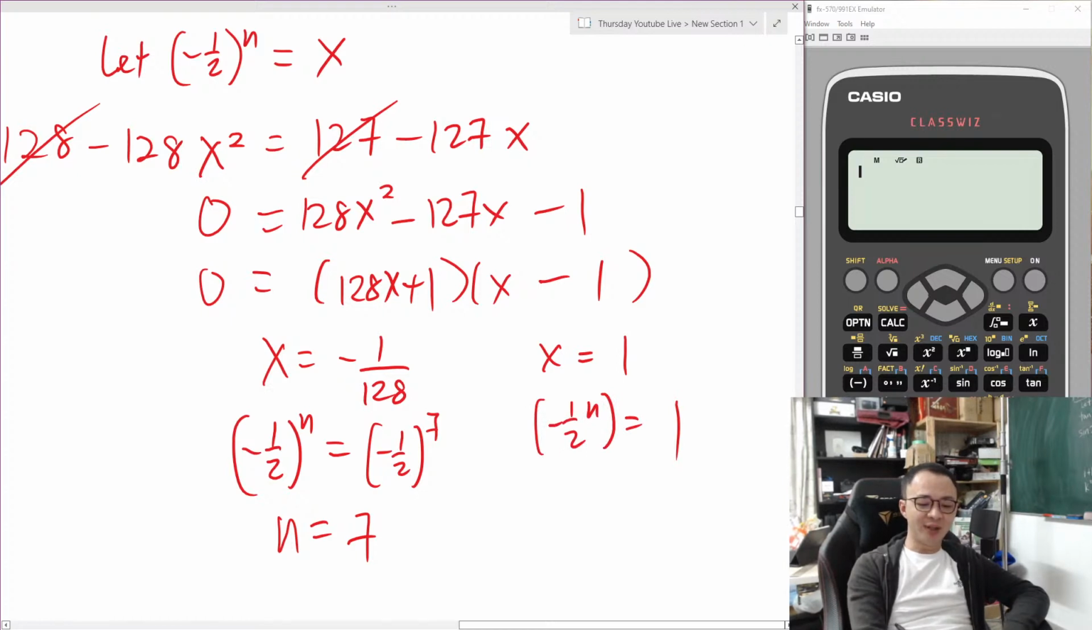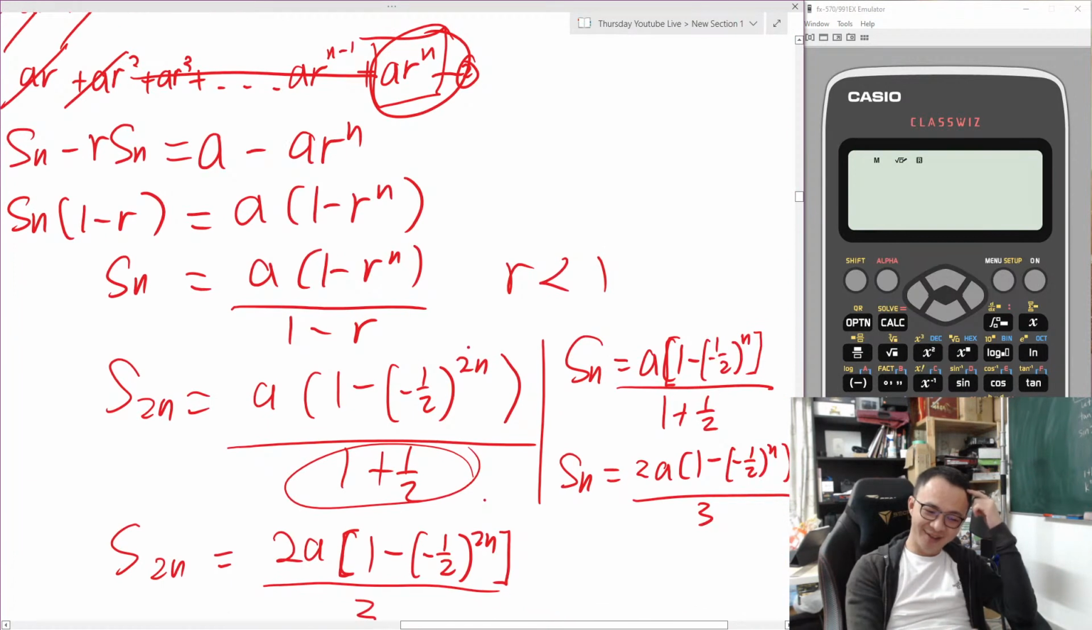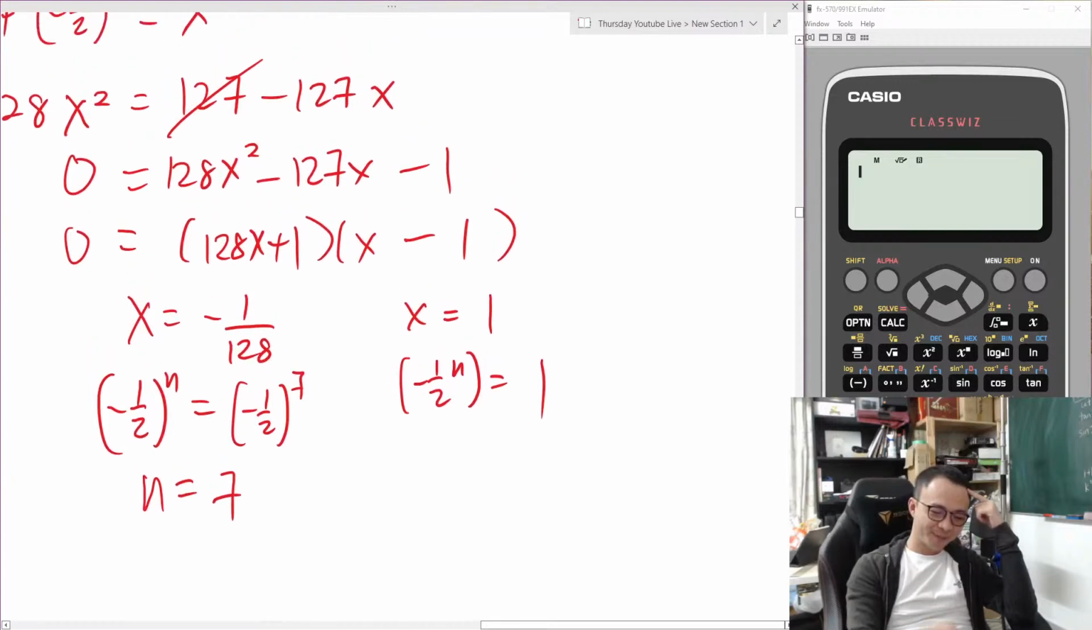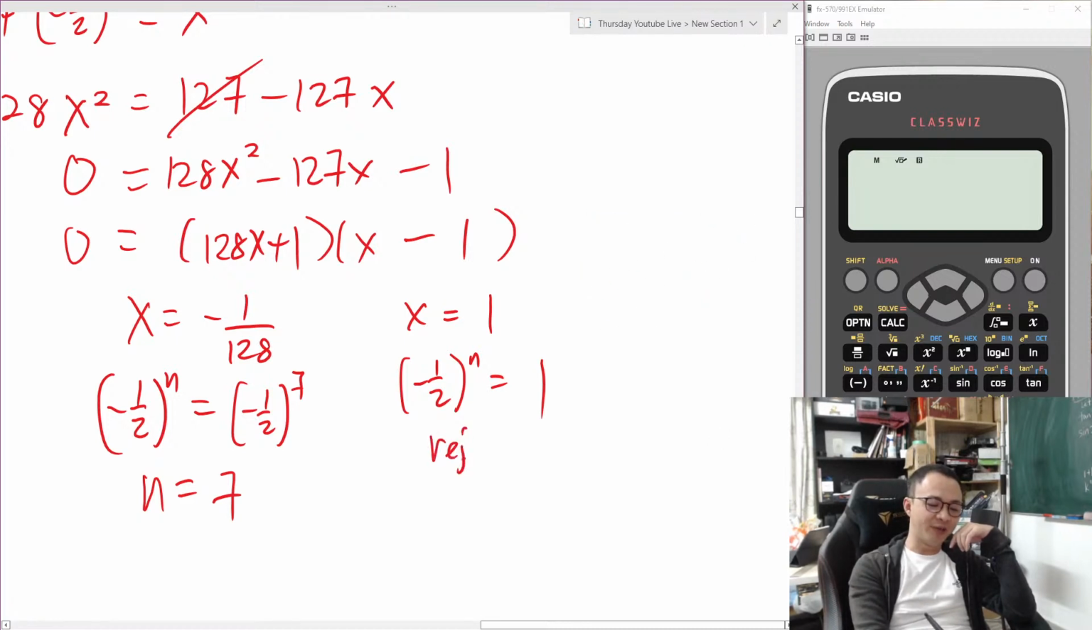This one, negative half power of n equals to 1. Is it possible to solve this one? Let me think. Yeah, the n should be outside of the bracket. Then even if we add log to both sides, we also cannot solve, because log of negative 1 over 2 power of n, log of any negative value, we get math error, right? So it's fine, this one we will just reject it. So we only have one answer, which is n equals to 7.